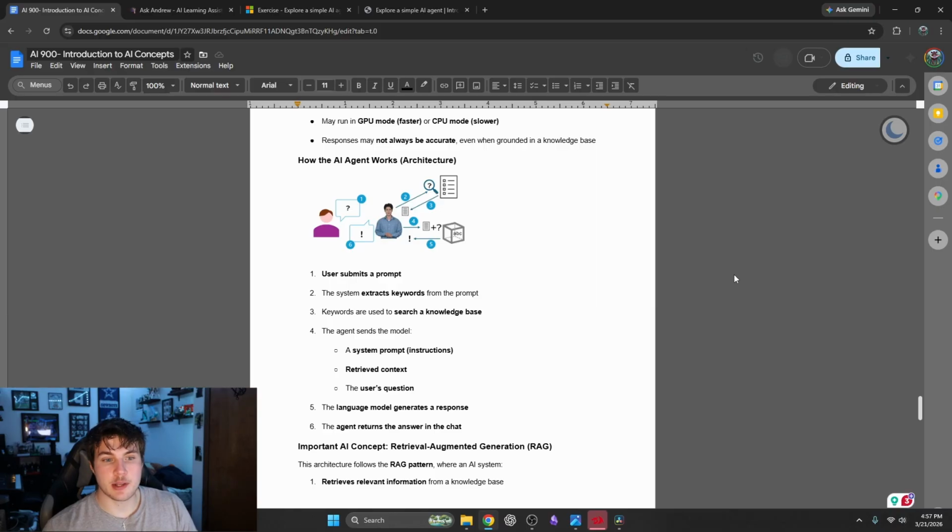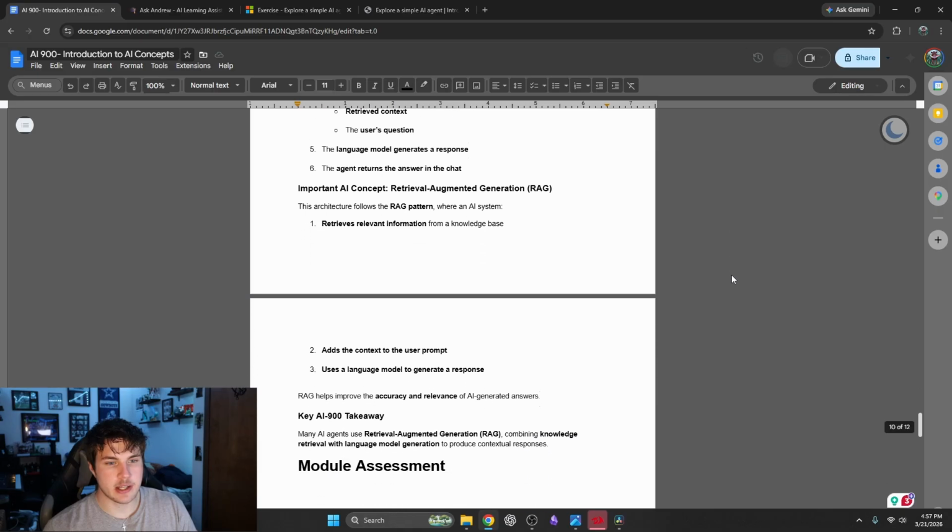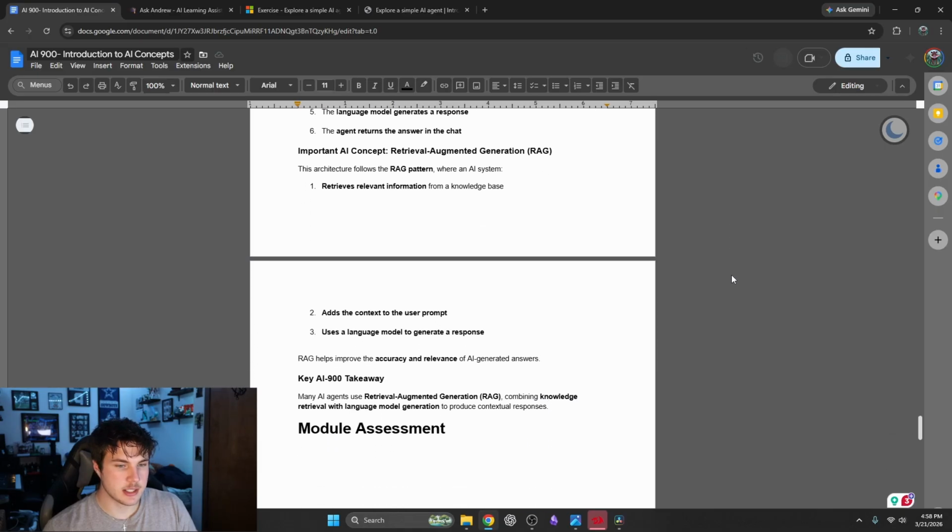An important AI concept is retrieval augmented generation, which is known as RAG. Ask Andrew's architecture follows the RAG pattern, where an AI system retrieves relevant information from a knowledge base, adds the context to the user prompt, and uses a language model to generate a response. What RAG does is it helps improve the accuracy and relevance of AI-generated answers. The key takeaway is that many AI agents use retrieval augmented generation, combining knowledge retrieval with language model generation to provide contextual responses.